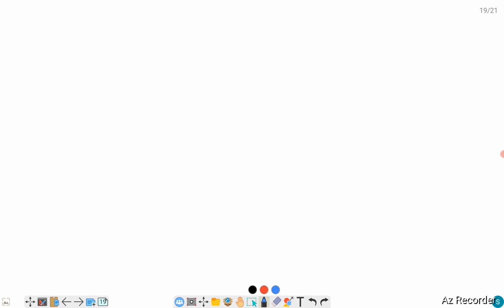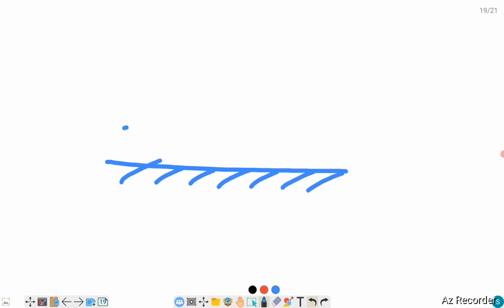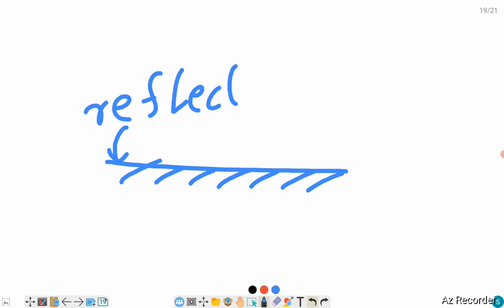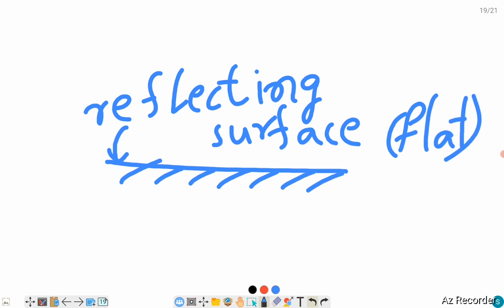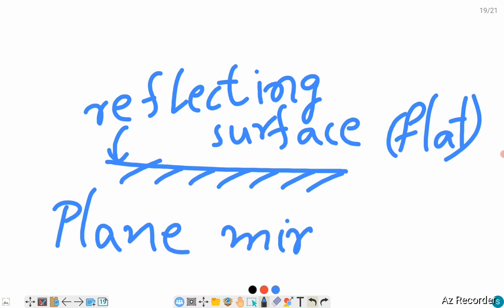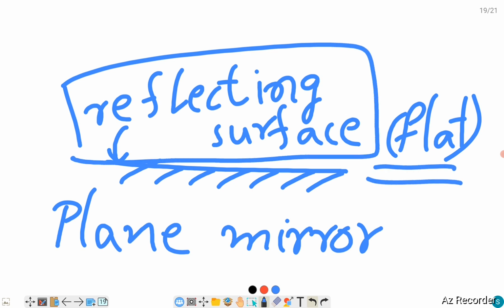When you are taking a mirror, you just need to take a straight line. Whenever this smooth shiny surface, we call this surface as reflecting surface. If this reflecting surface is flat, then this mirror is called as plane mirror. So what is called as plane mirror? When the reflecting surface is flat, then that mirror is called as plane mirror.